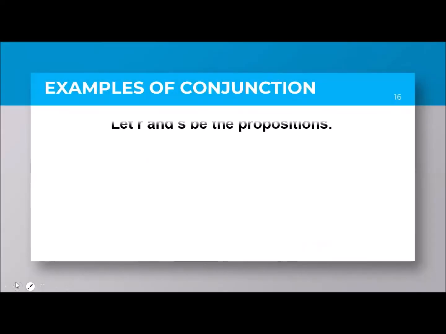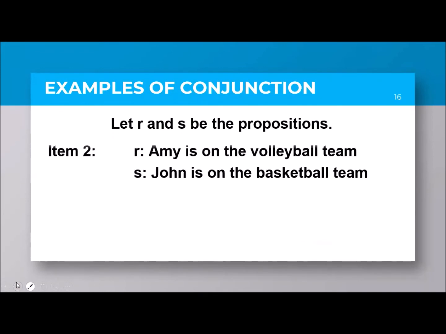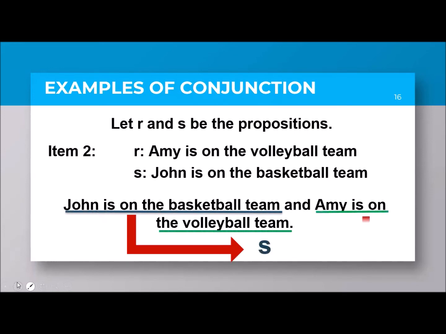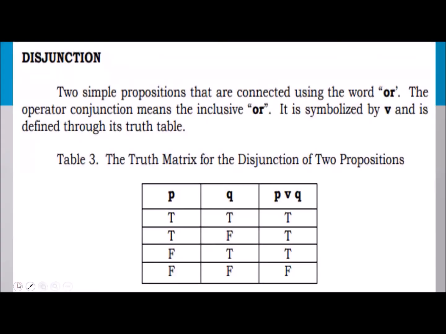Another example, let R and S be the propositions. R, "Amy is on the volleyball team." S, "John is on the basketball team." So we're going to have a statement: "John is on the basketball team and Amy is on the volleyball team." What do you think is the correct symbol? Very good. So John, that is letter S. Then Amy, that is letter R. Then yung "and" natin, iyan yung symbol. So that is S and R. I hope that's clear. Let's proceed to another.